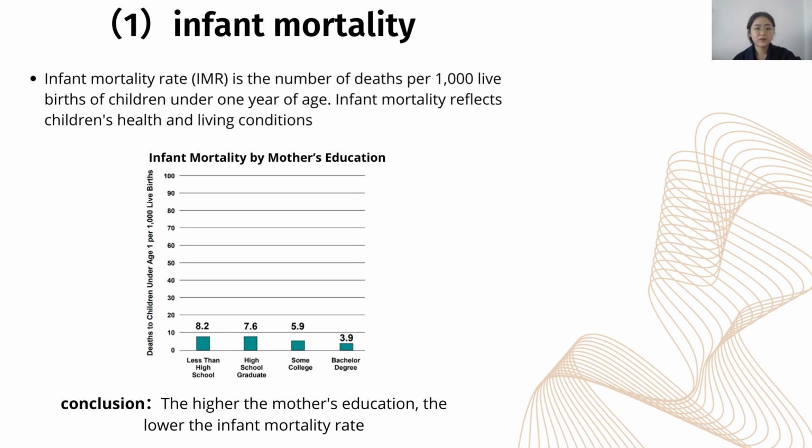The first indicator we use is the infant mortality rate, which is the number of deaths per 1,000 live births of children under the age of 1. As can be seen from the chart, the infant mortality rate decreased from 8.2, 7.6, and 5.9 to 3.9 as the mother's education increased. So we could get that the higher the mother's education level, the lower the infant mortality rate.